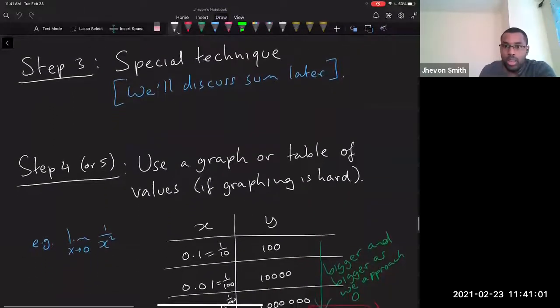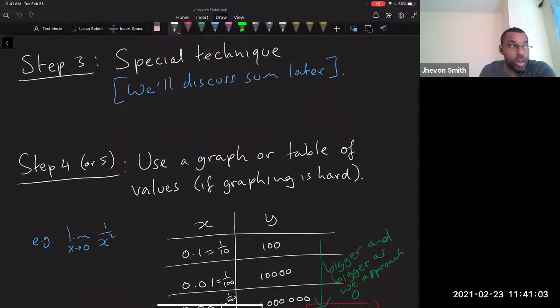Step 3 would be a special technique. We know 2 so far, and I'll give you guys another one a couple weeks from now. So we've seen special techniques such as limits at infinity of rational functions and just knowing the behavior of functions.